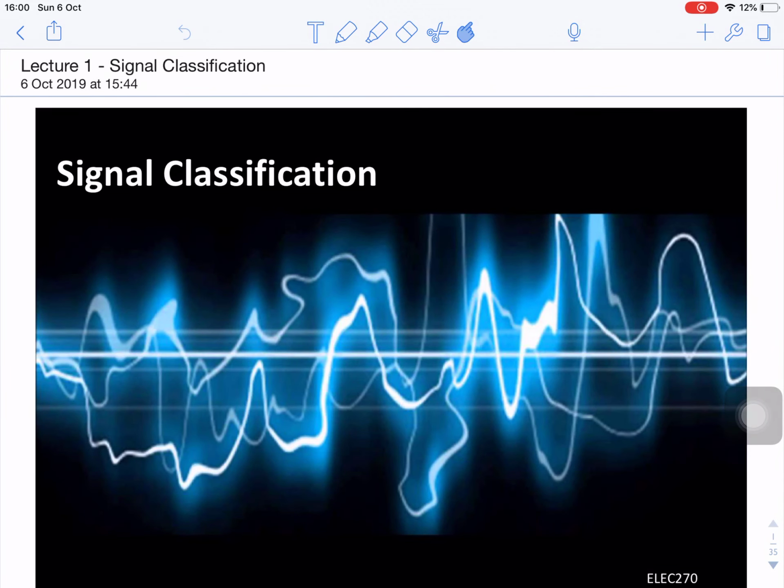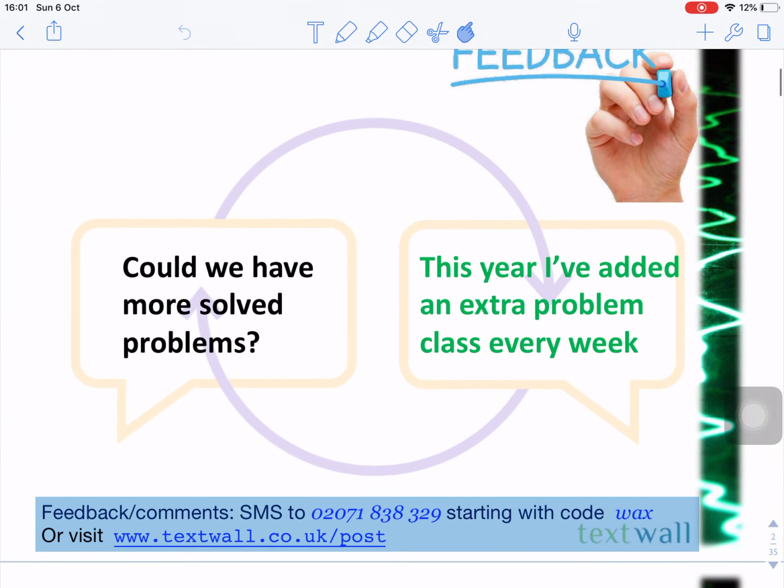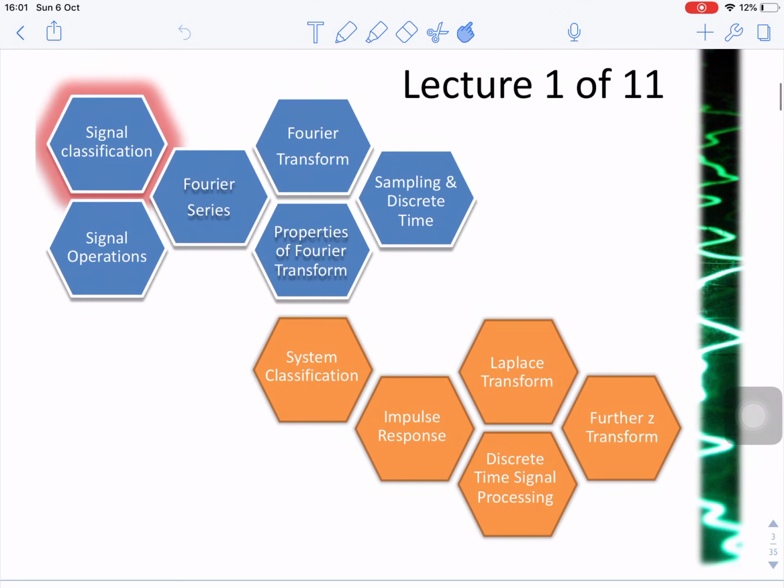So the first lecture is about signal classifications. Some feedback from the previous lecture. Okay, the overview: we're going to talk about signal classification in this lecture. Signal operations is the next lecture.